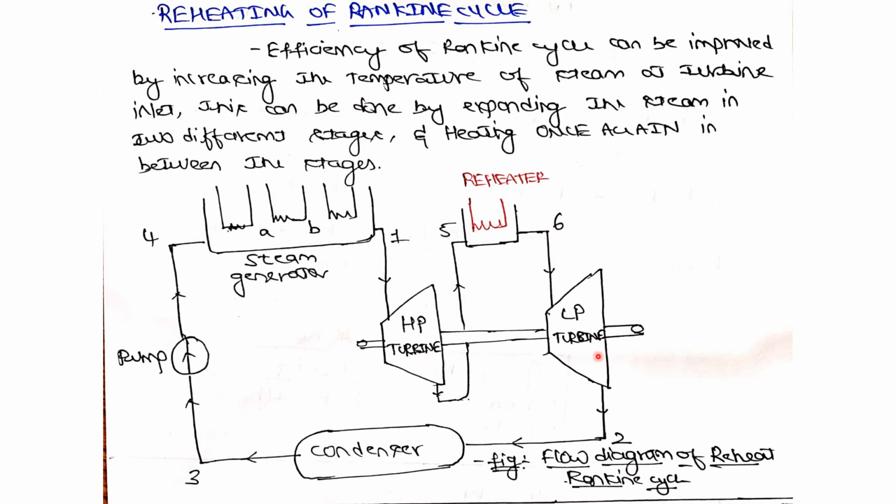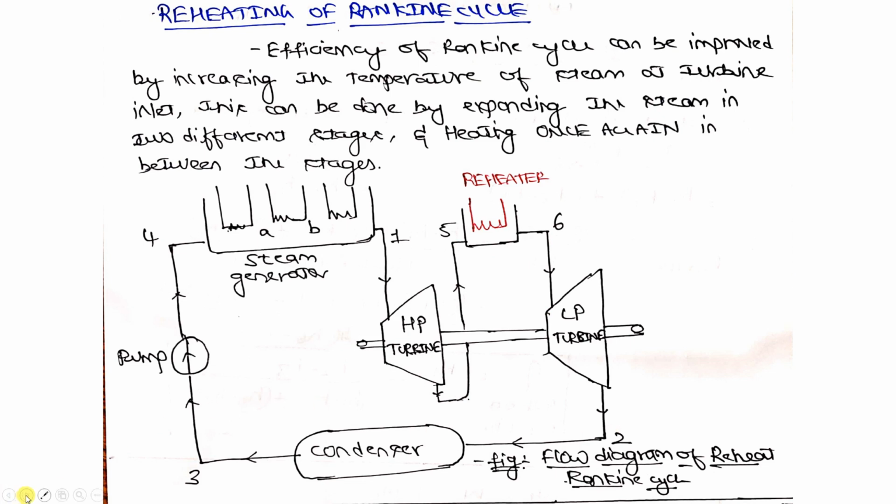So what are you doing in between these two stages of expansion? You are reheating. Once the steam has expanded from 1 to 5, it loses its temperature, so that temperature is heated back. From state 5 to state 6 it is heated back, and again sent to the LP turbine, where it gets expanded from 6 to 2. In this way, you are extracting more work out of the turbine.